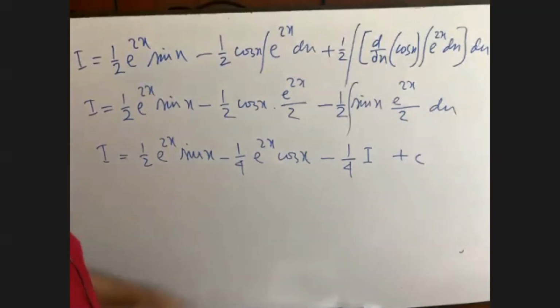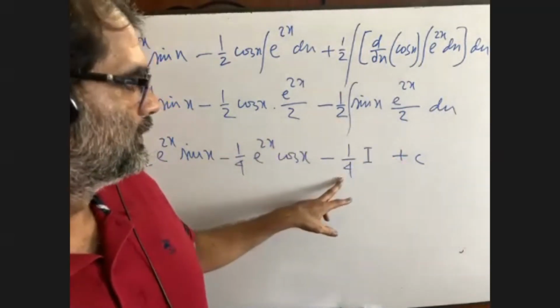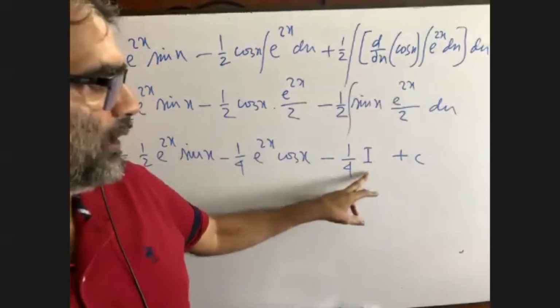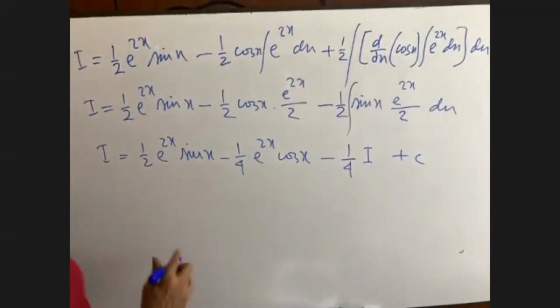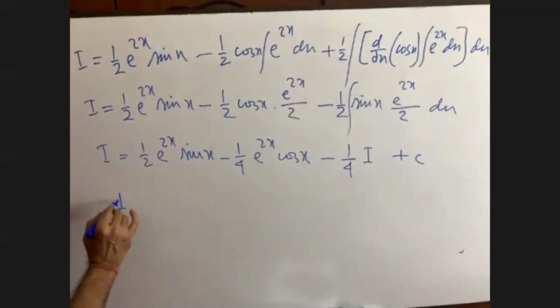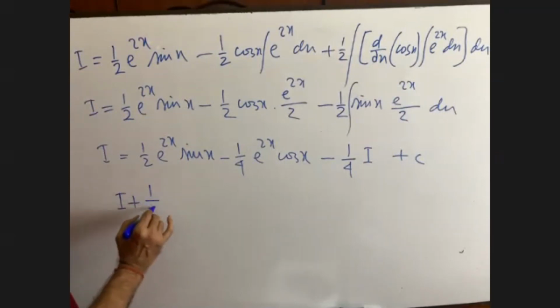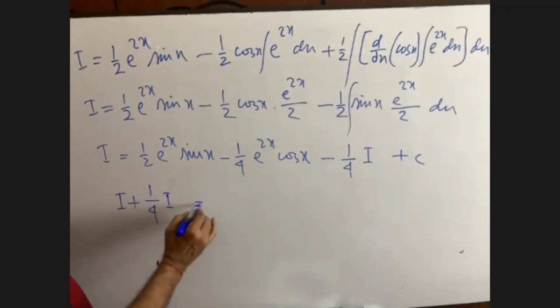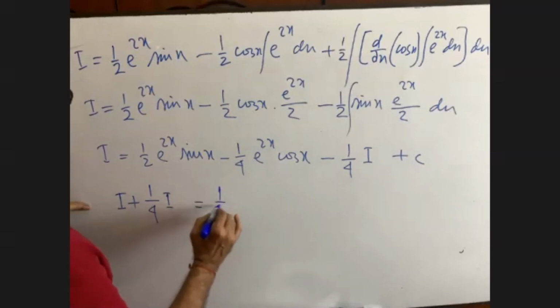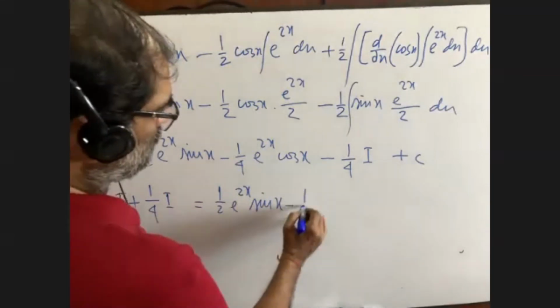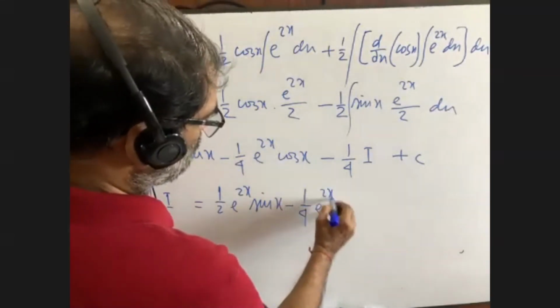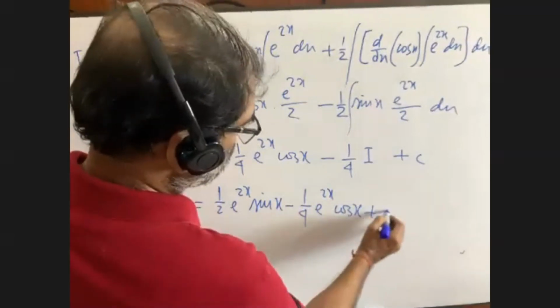Are you getting it or not? Talk to me. It is 2 to the 4, right? E to the power 2x sine x equals to I. Now you see I, and this is, so we are getting here I plus 1 by 4 I, which is equal to half e to the power 2x sine x minus 1 by 4 e to the power 2x cosine x plus c.